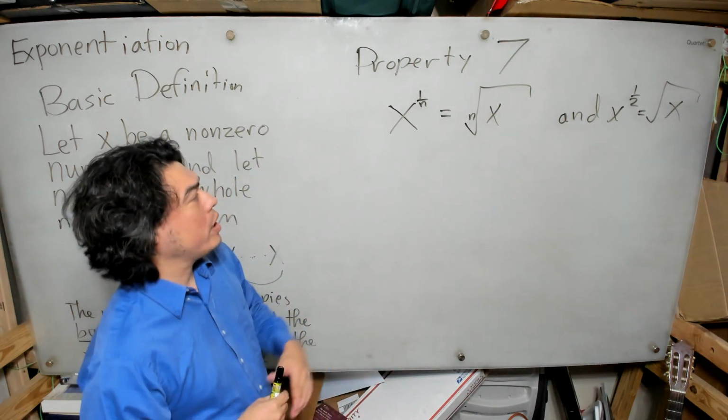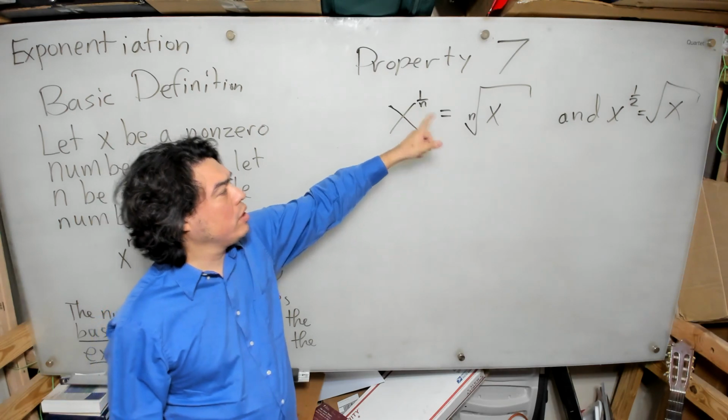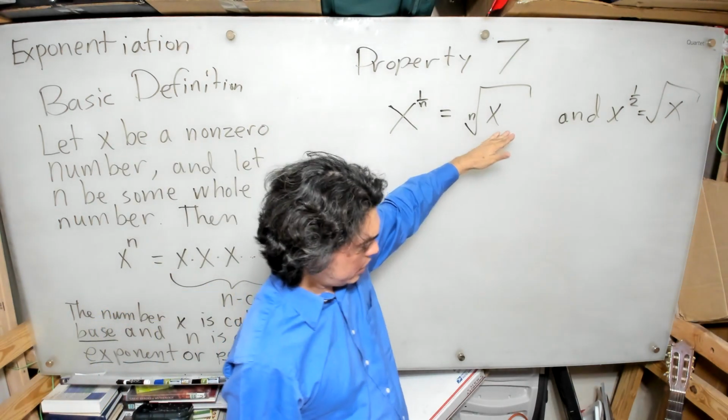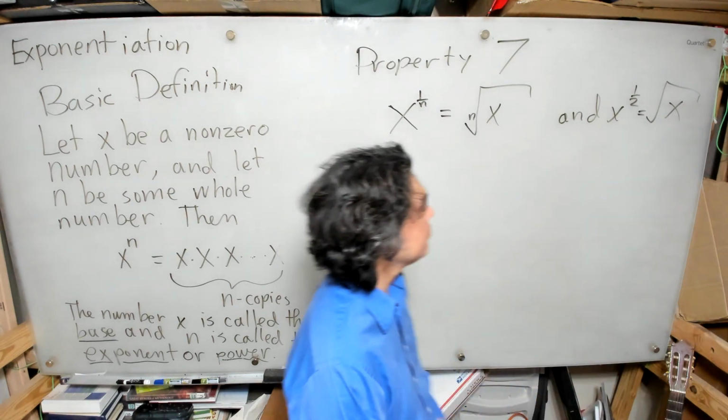Okay? Okay, so in general, if I have x raised to the 1 over nth power, that's going to be the nth root of x. And in particular, if I want to take the square root of x, that'll be x to the 1/2. Okay.